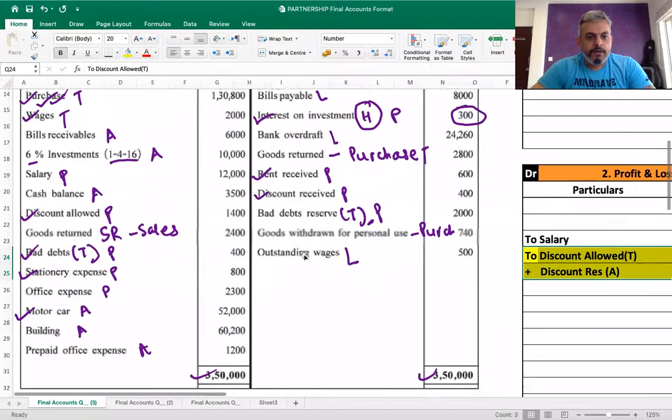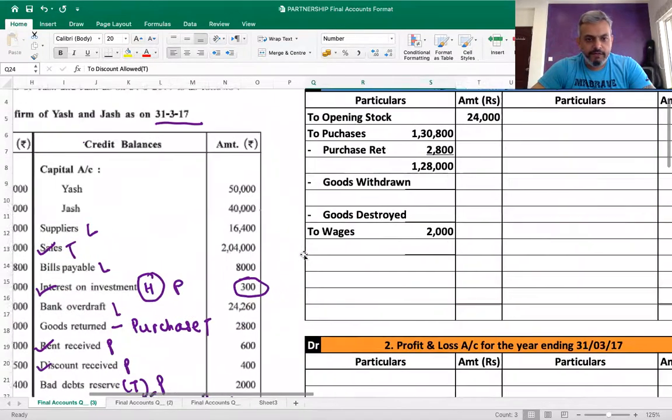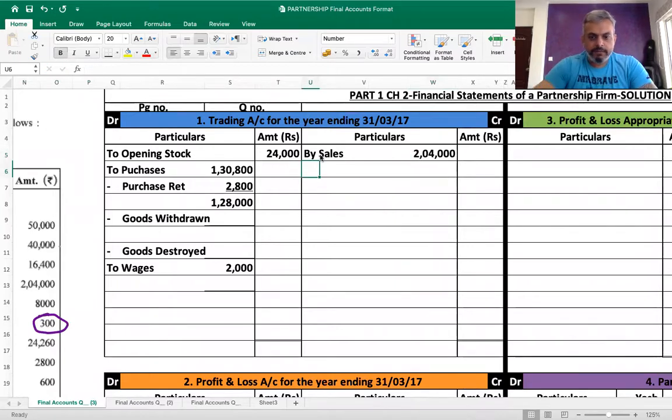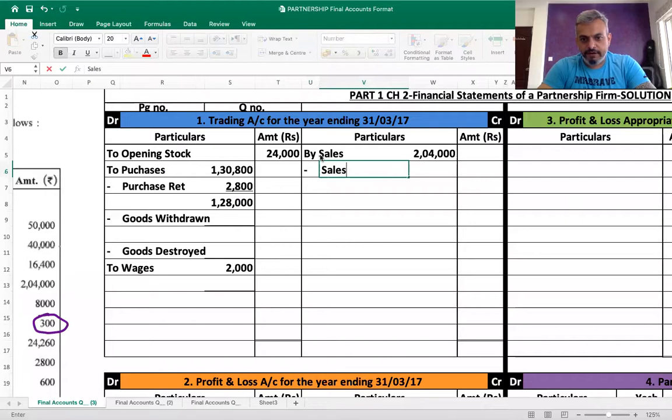Next, goods return sales. So sales 2,04,000. Always trading account credit side first will be sales. Inner column 2,04,000 minus sales return 2,400. So 2,01,600.